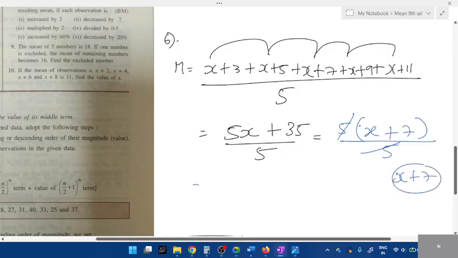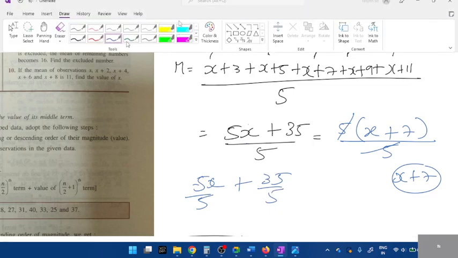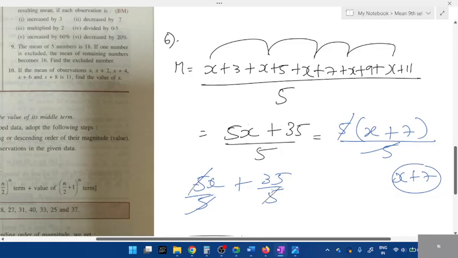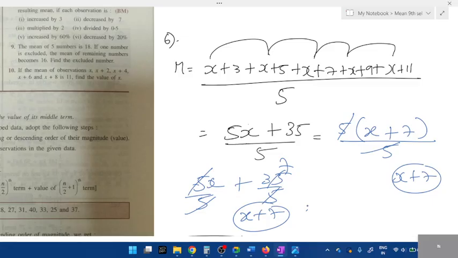What's the answer? This is one way. If you forget factorization, whenever there is one common denominator, you can split this into two parts. 5x by 5 plus 35 by 5. If you reduce, what do you get? What's left? X plus 7. Completed? Just check once, students. Just go through once.